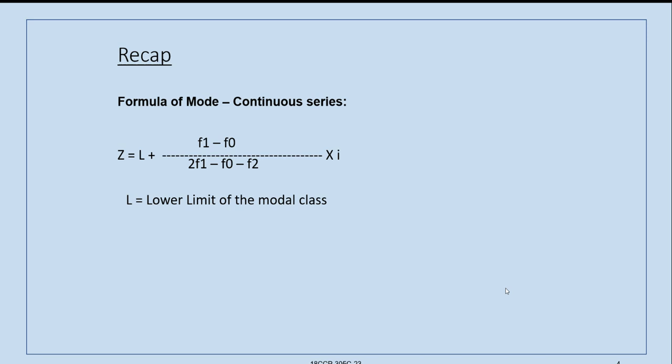where L is lower limit of the modal class interval, F1 is the frequency of the modal class interval, F0 is the frequency of the preceding class interval for the modal class interval, and F2 is the frequency of the following class interval to the modal class interval, and I is the difference of class interval of modal class interval.